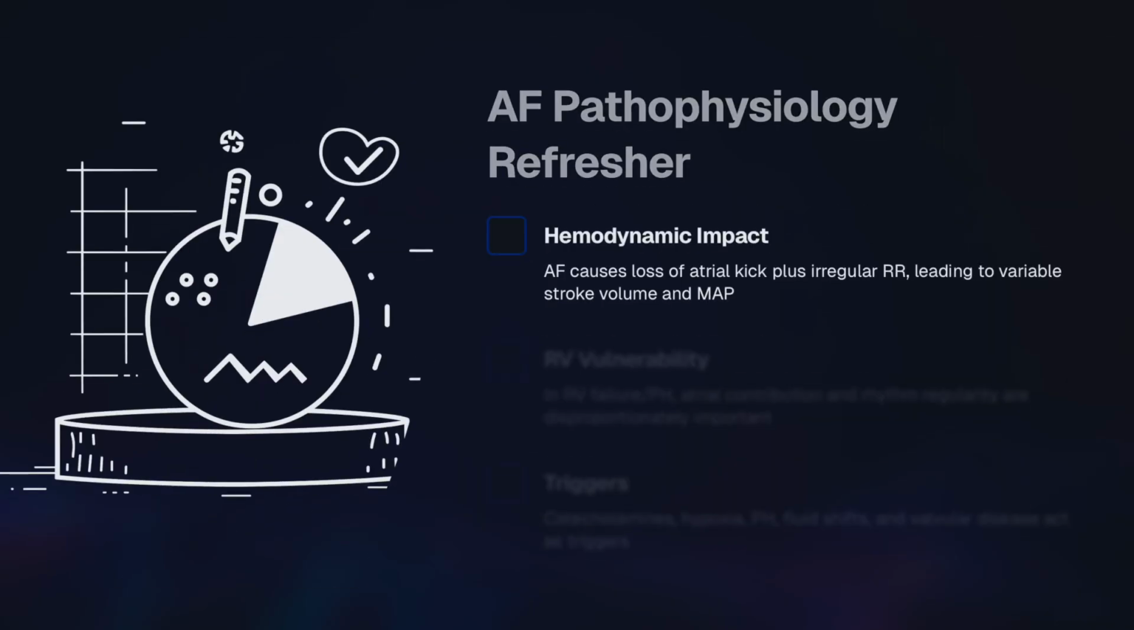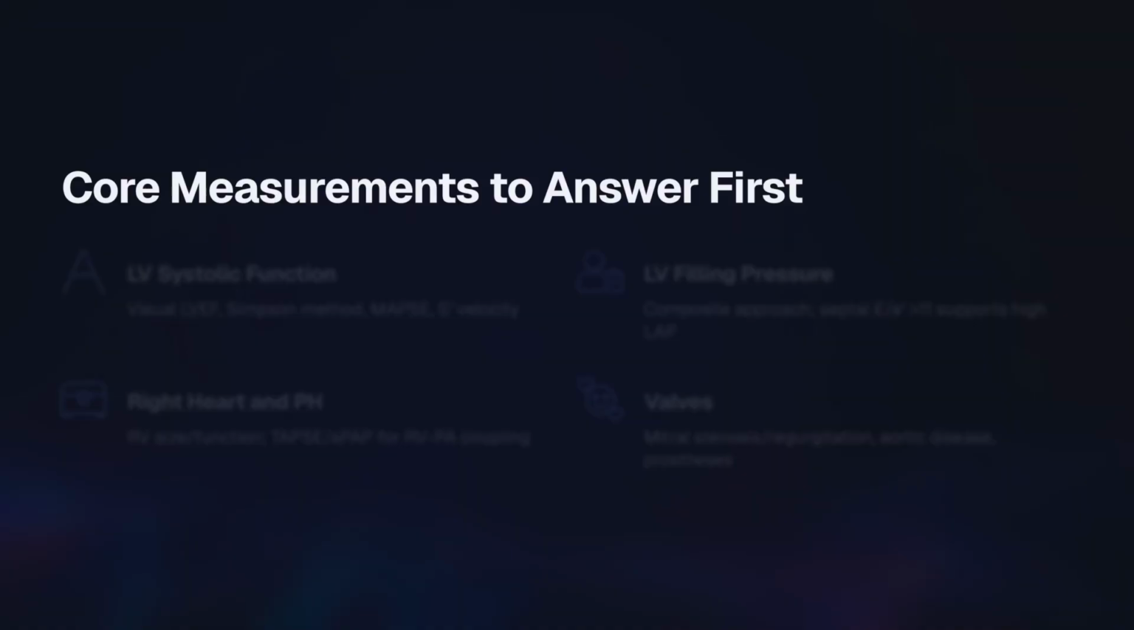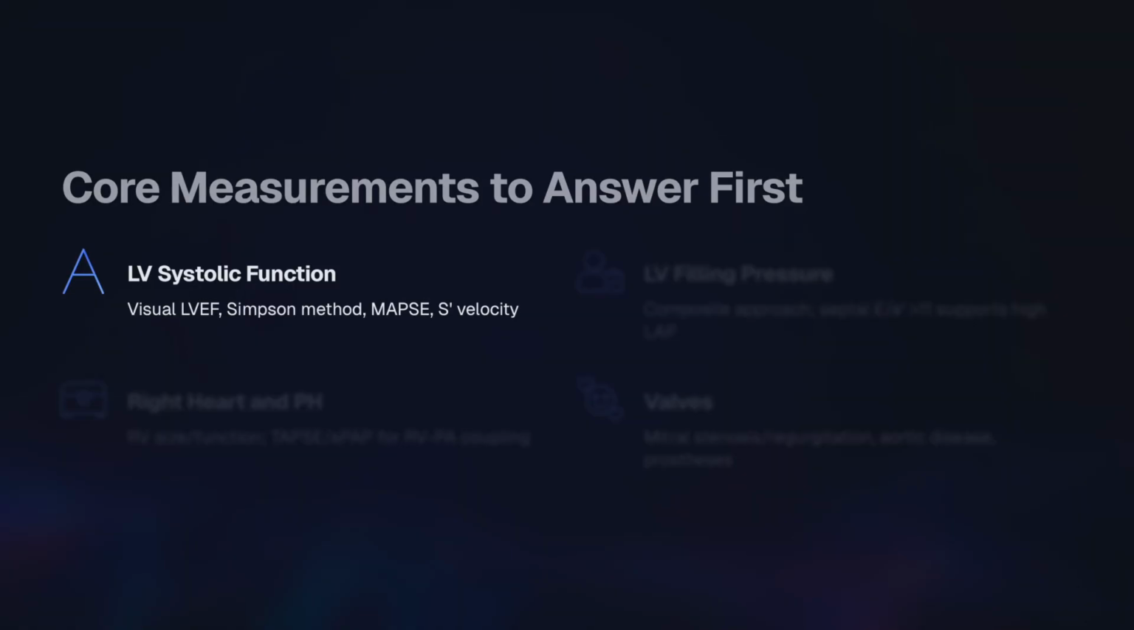So, just a refresher on the pathophysiology. The hemodynamics are affected because there is a loss of the atrial kick, leading to variable stroke volume and mean arterial pressure. In right ventricular failure or pulmonary hypertension, atrial contribution and rhythm regularity are disproportionately important. So in these patients, the effect of atrial fibrillation is much more. The triggers of atrial fibrillation are catecholamines, hypoxia, pulmonary hypertension, fluid shifts, and valvular disease.